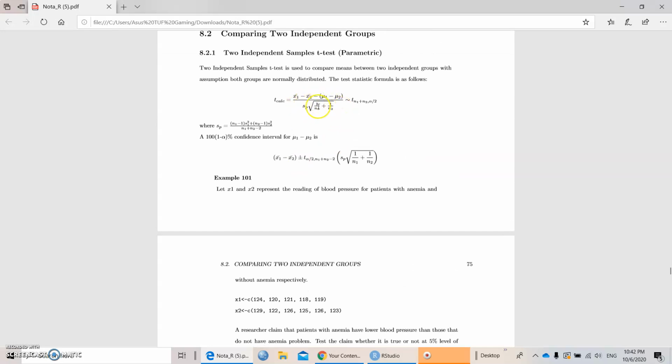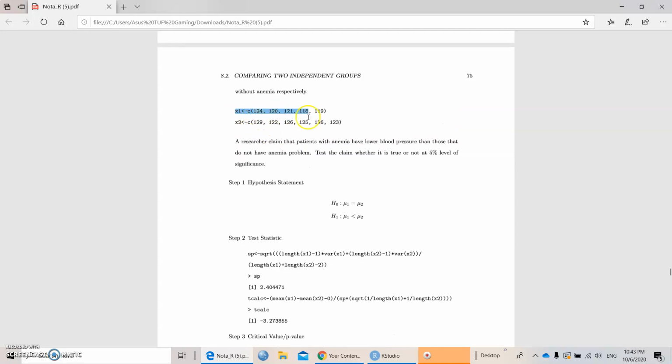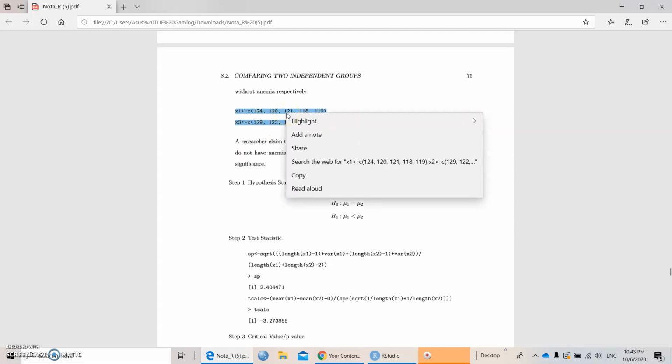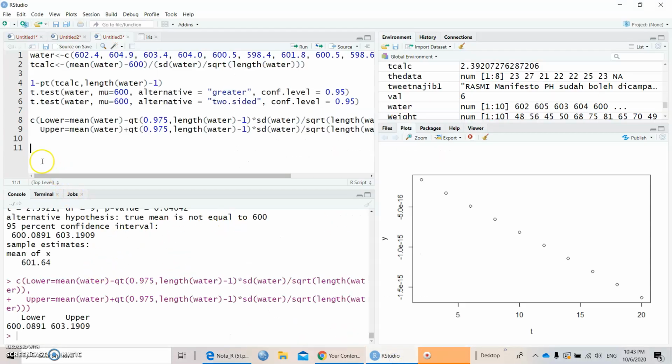x1 bar minus x2 bar minus (mu1 minus mu2), divided by the pooled standard deviation SP times the square root of 1 over n1 plus 1 over n2. But before that, you need to compute the pooled standard deviation first. So let's say the pooled standard deviation is here. But before that, let me copy this data first, x1 and x2, and then paste here.